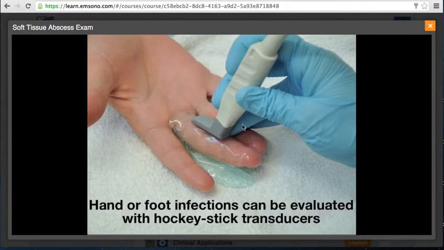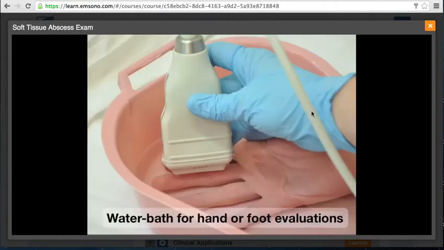If you have access to them, hand or foot infections can be easily evaluated with high-frequency hockey stick transducers. Water bath technique can be used for the evaluation of both hand or foot infections. The affected part of the body is placed in a small tub of water, and then the transducer is inserted into the water. You only want to put the tip into the water. The advantage of this technique is that, number one, it provides a standoff between the superficial tissue, and number two, you do not have to apply direct pressure over the tender area.